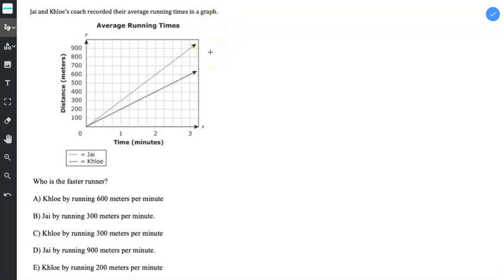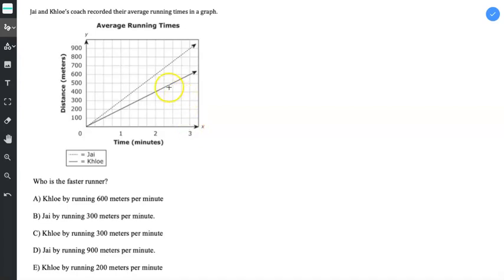Now let's take a little time to read and understand the graph. Average running times is the title. X is the time in minutes. Y is the distance. So let's just take an example. If we were to read the x-axis from the 3, so 3 would be minutes, 3 minutes, and that would go with 600 meters. So 600 meters covered in 3 minutes.